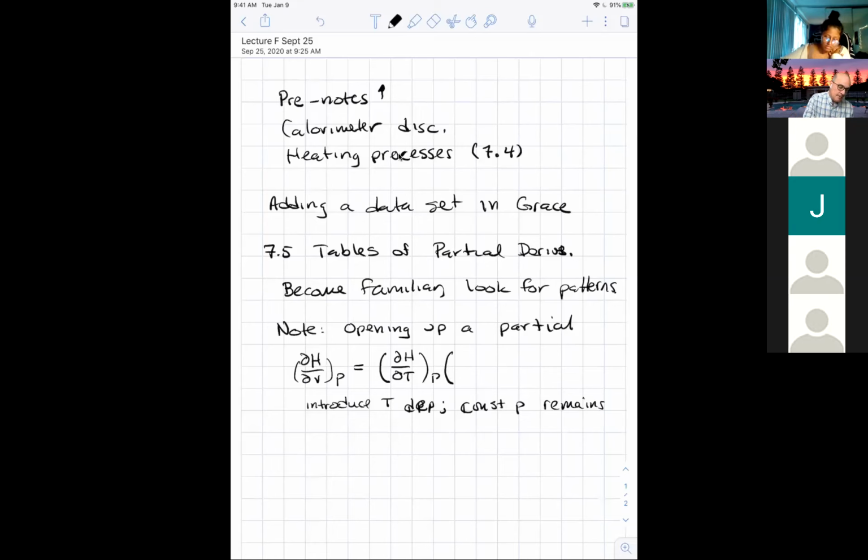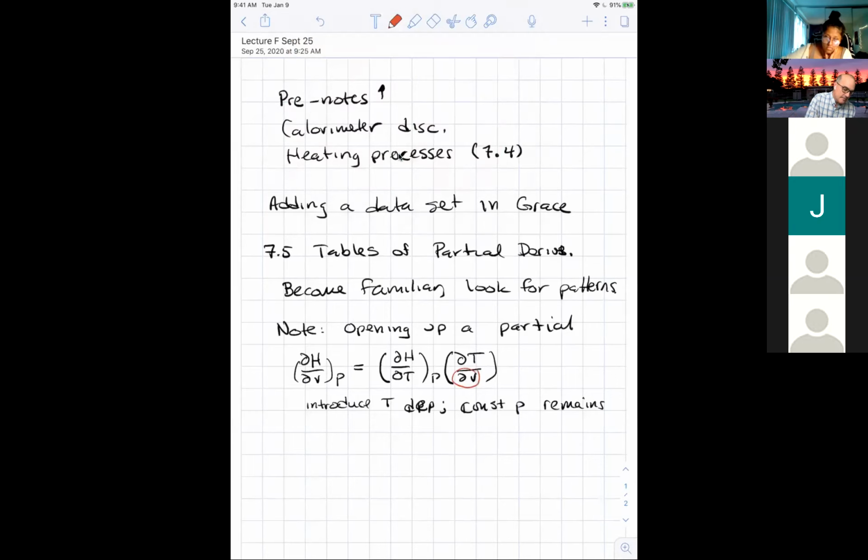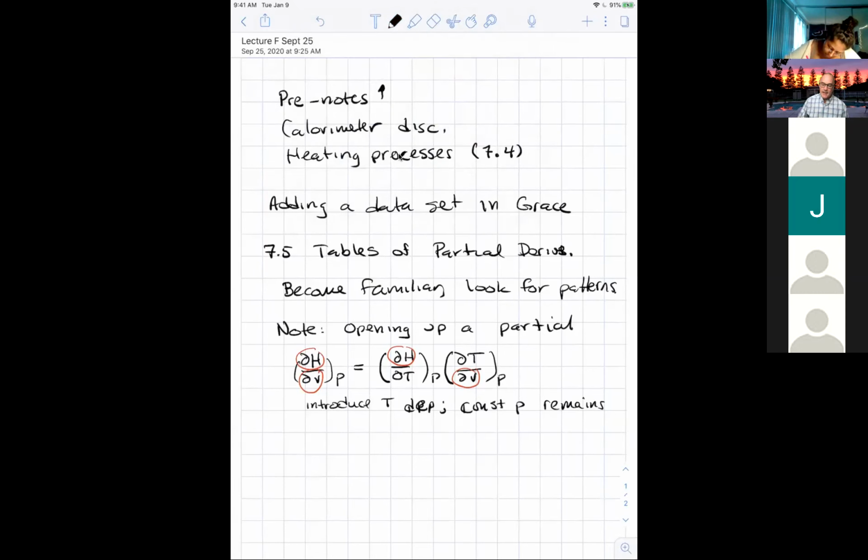I'm going to open up dH by dt, and that means I'm going to put dt here. So I'm kind of dividing out, right? It's almost like a dimensional analysis insertion. And I have to keep the two ends the same. I'm just inserting the t dependence.